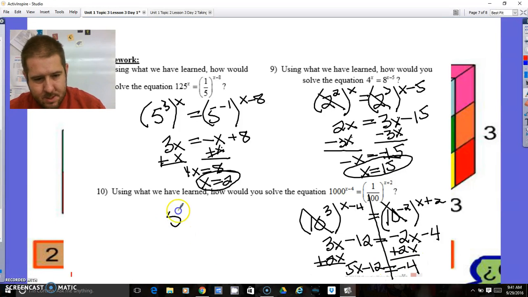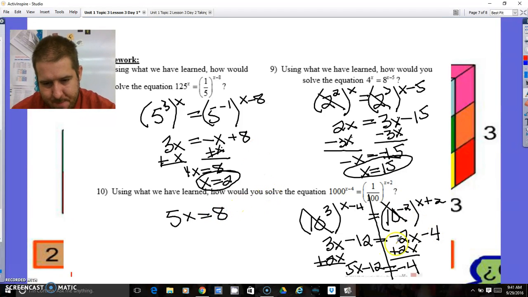Yeah, I'm running out of room, so I'm going to continue over here. Add 12 to both sides. Negative 4 plus 12 makes 8. Is that right? Because that's going to leave me with a decimal answer. Let me just double check to make sure. Add 2x makes 5x. 3 times x is 3x. 3 times negative 4 is negative 12. Negative 2x, negative 4. Yep, it looks like everything is correct. Okay, so divide both sides by 5. X equals 8 over 5.